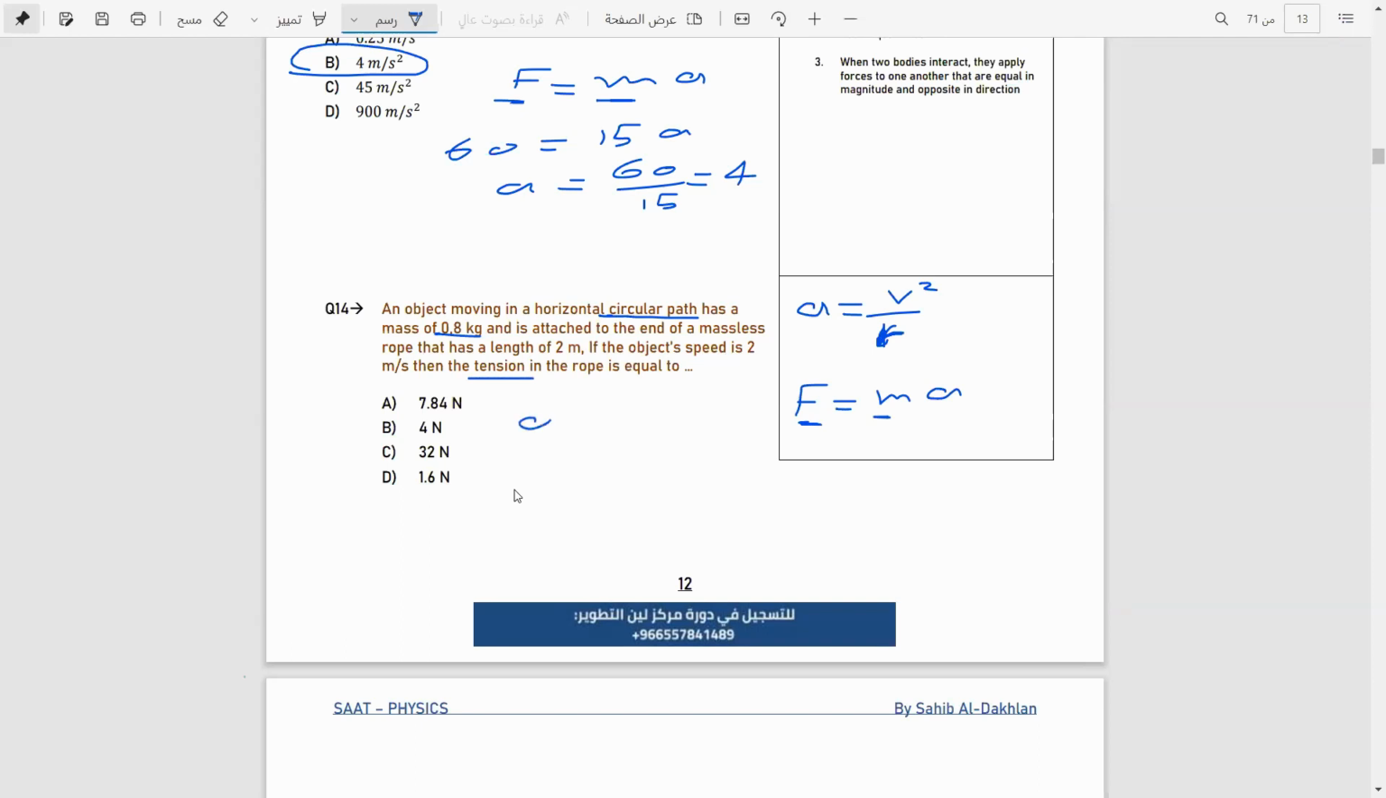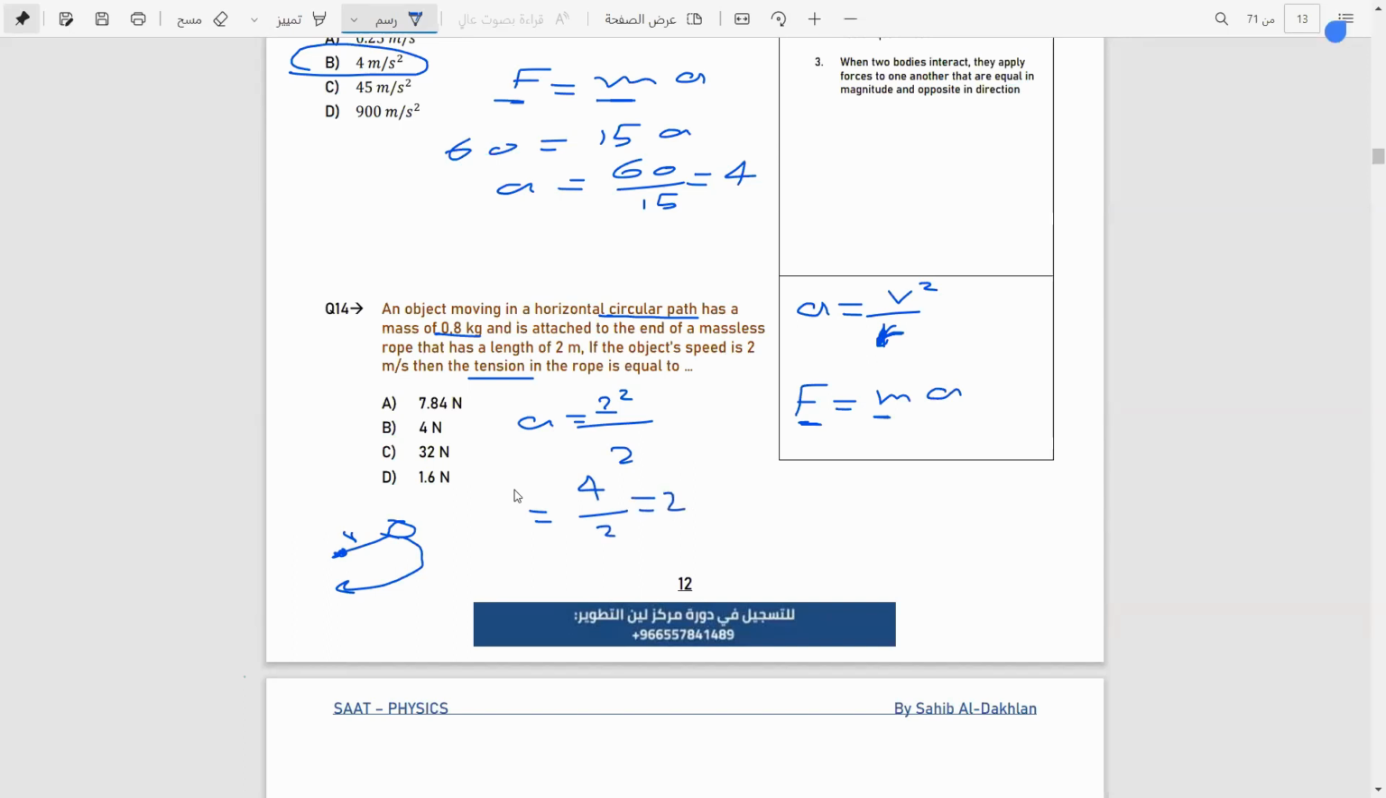So a equals v squared over r. What is v? It is 2 meters per second, so 2 squared over r. R is the length of the rope: if you notice, it's circular, this is the center, this is the rope, this is the object, and the object will move in a circular pathway. So this is r, which is also 2. So it equals 4 over 2, which equals 2.